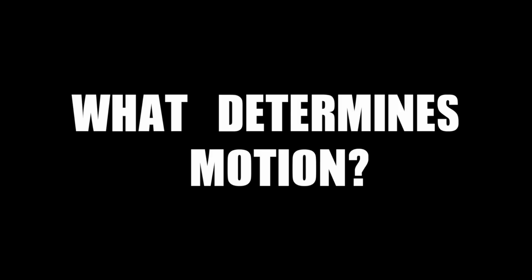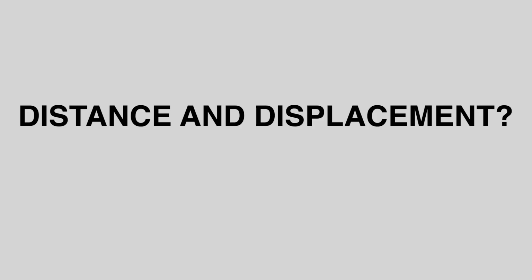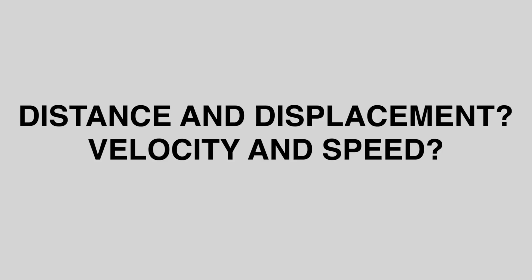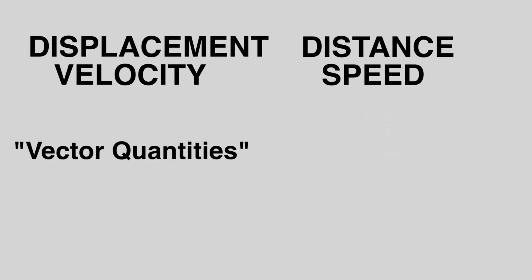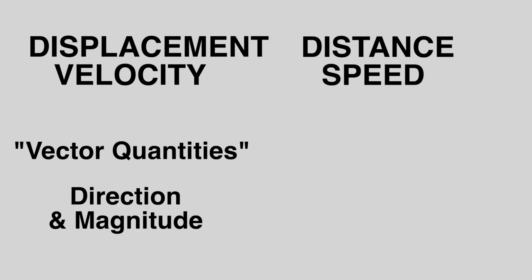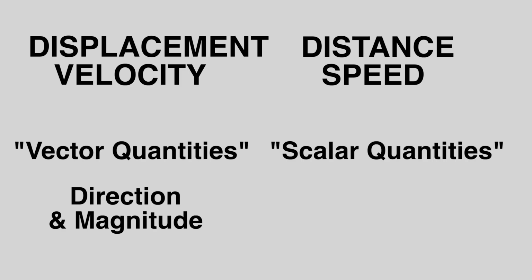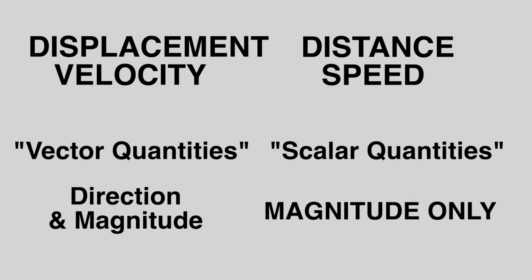Okay, then what determines a motion? Frankly speaking, motion can be described in terms of displacement, distance, velocity, speed, acceleration, and time. Then what's the difference between distance and displacement, velocity and speed? Good question. Displacement and velocity are both vector quantities, which means they have two characteristics, a direction and a magnitude. On the other hand, distance and speed are scalar quantities, which means they only have a magnitude.